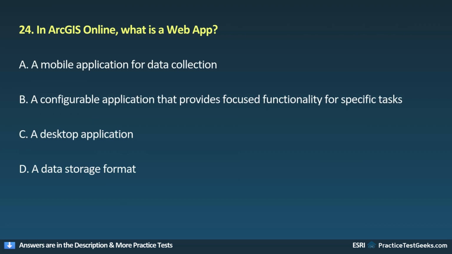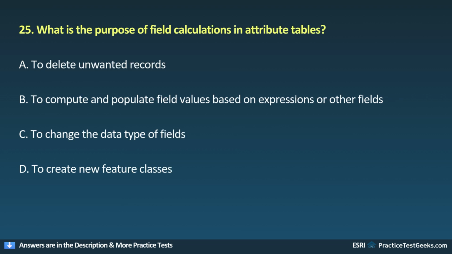24. In ArcGIS Online, what is a web app? A. A mobile application for data collection. B. A configurable application that provides focused functionality for specific tasks. C. A desktop application. D. A data storage format.